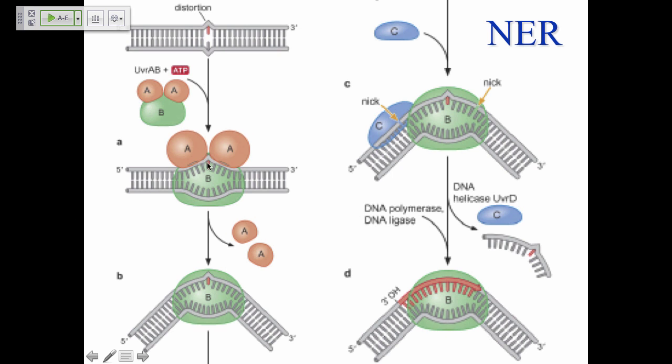UvrA and UvrB bind to the DNA. That then brings in UvrC that will make cuts in the phosphodiester backbone on either side of whatever this change is. Then the UvrD helicase will get rid of that DNA, and then our friends DNA polymerase and DNA ligase will fill that back in.